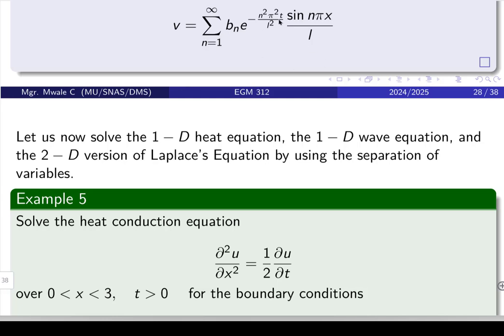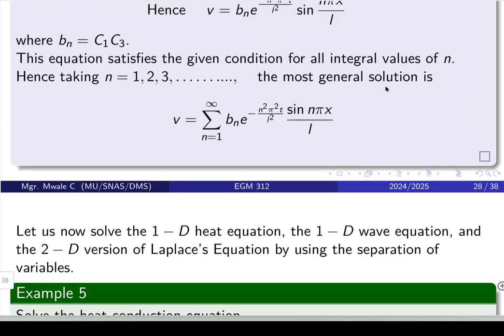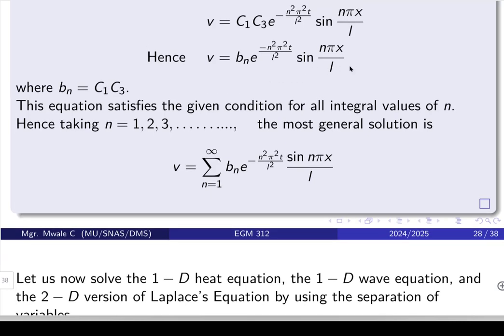In the end you have this, which is exactly the same, except that here there's a typing error, so this L is not over everything here. Take note of the typo. It should be like this. This L is not over everything including the sine, so the L is just over the n pi x over L. Okay, that is clear.